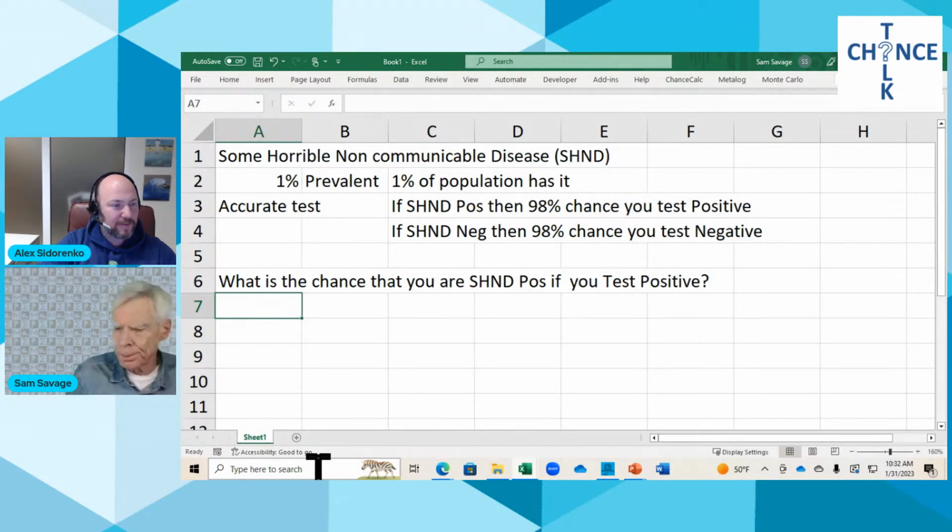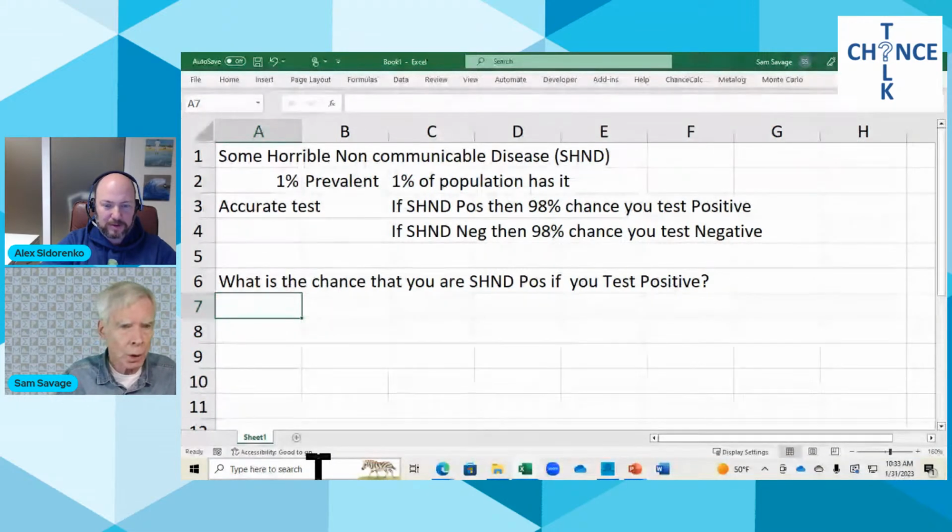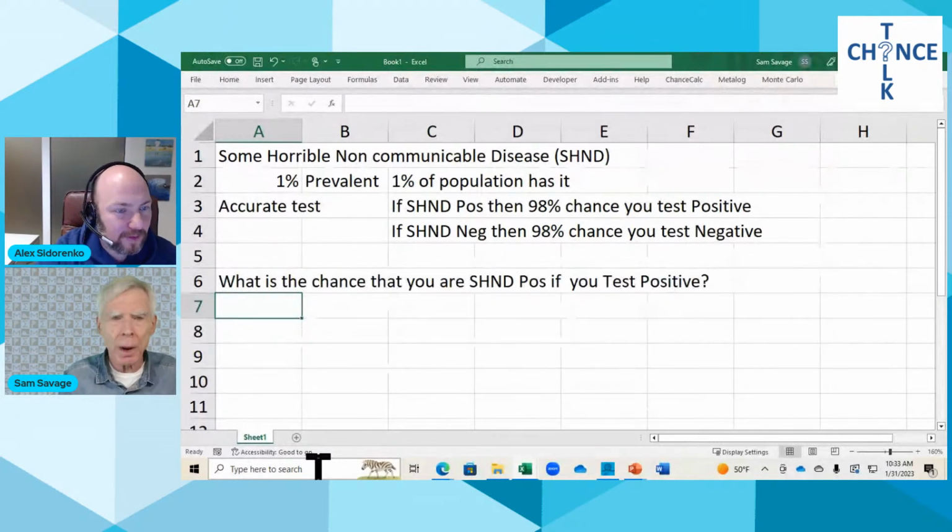So this is, number one, an important problem. It is, number two, wildly unintuitive. It is, number three, teachable. So when it comes to the bang for the buck for teaching stuff to people, you can't beat this because it is teachable, and I'm going to teach it, and I'm not going to use any algebra. So do we have any guesses here for what is the chance you're actually positive given you got the positive test?